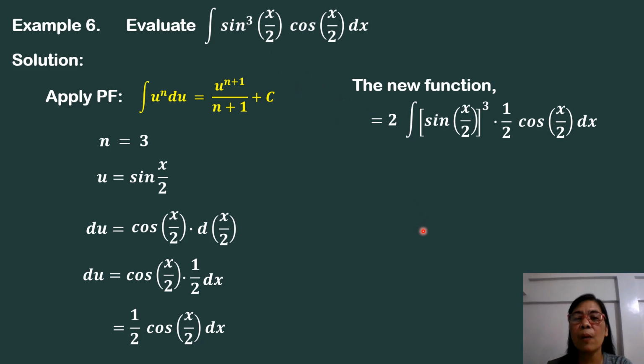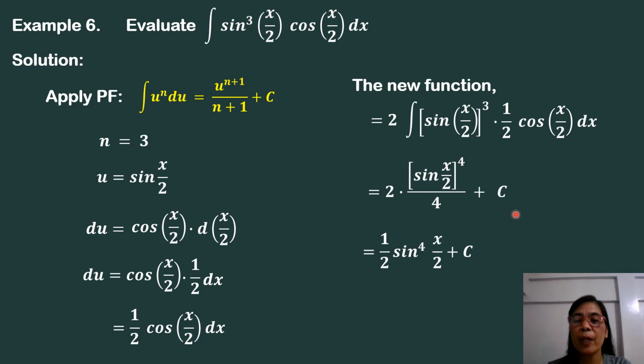So these two functions now are equal, and we are now ready to apply the right side of the power formula. This is the integral of u raised to n times du, and that will be equal to u raised to n plus 1 all over n plus 1 plus the arbitrary constant c. So simplifying, we now have our final answer as 1/2 sine raised to 4 x over 2 plus c. This is now our final answer. So to check, you can just differentiate this final answer and try to find out if you will arrive at its differential equal to the given integrand.